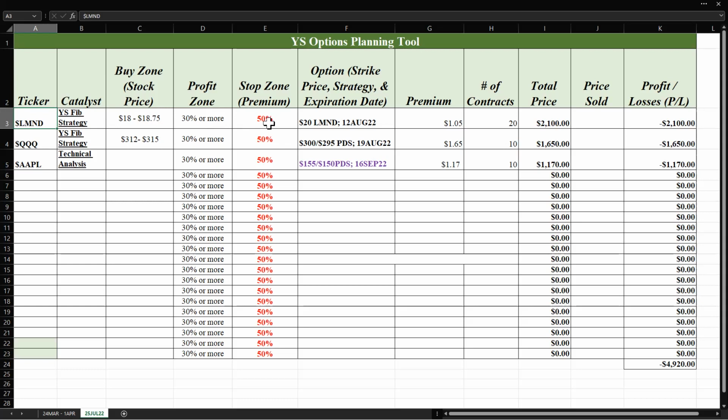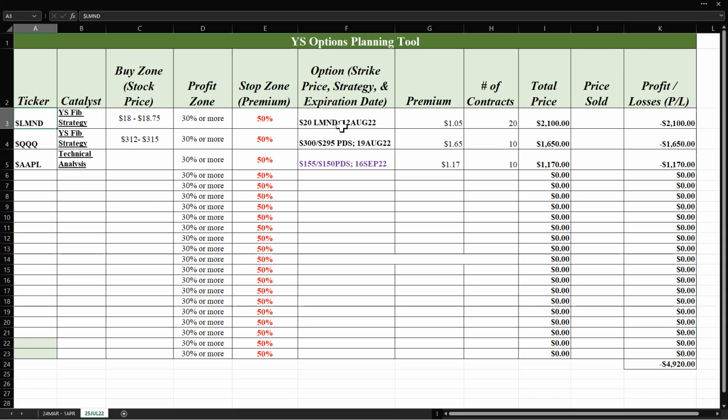My stop zone is usually 50%. So if I'm losing 50% of my initial trade, I like to get out, right? Because at the end of the day, we like to protect capital, which is one of our number one reasons when it comes to investing. You want to protect capital. You don't want to just blow it off on one trade. So 50% is a little bit high, right? But that's my risk tolerance, and I like 50%. So you can adjust that as you like, right?